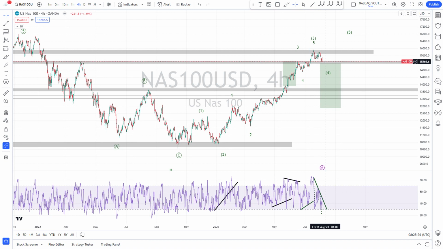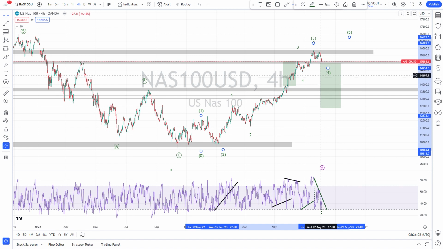So I explained to you that this can be part of the higher degree wave 2 correction. So a lot more downside actually. But for now I will not assume this. I will assume that this is a wave 4. And so I will further analyze and discuss this here as a wave 4.